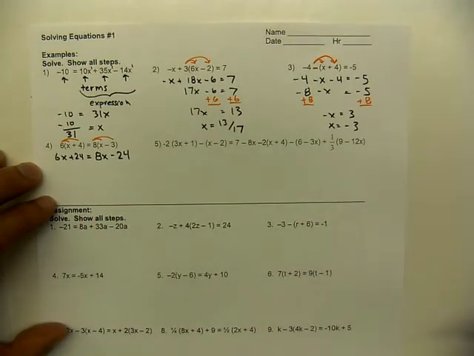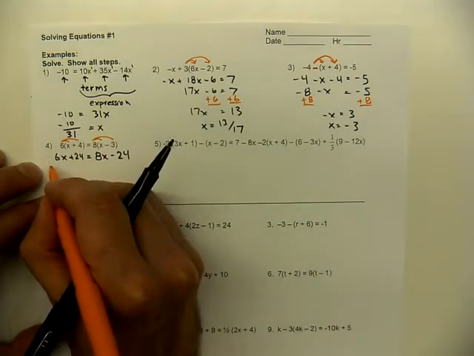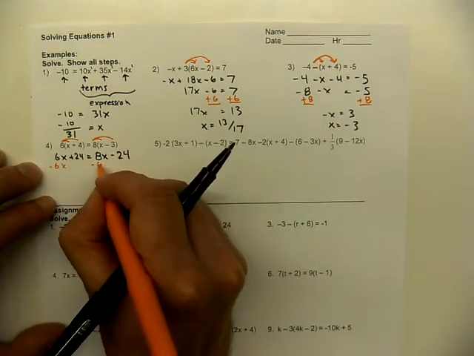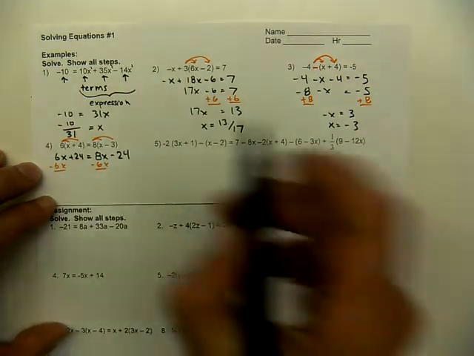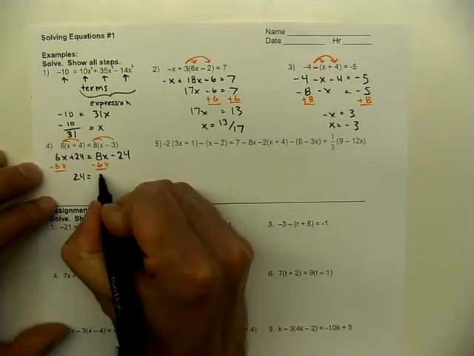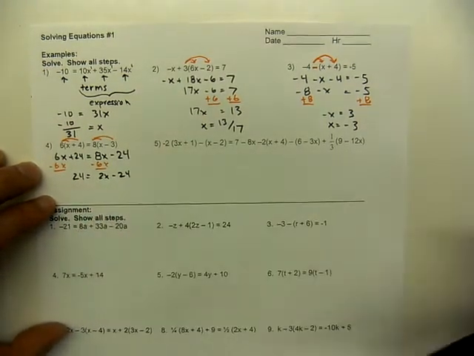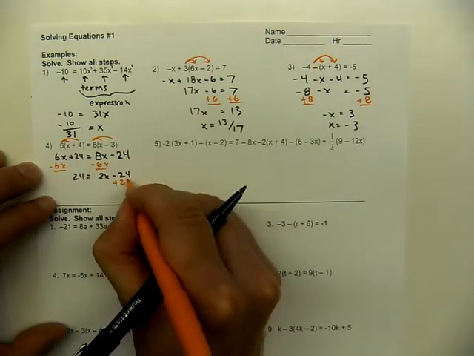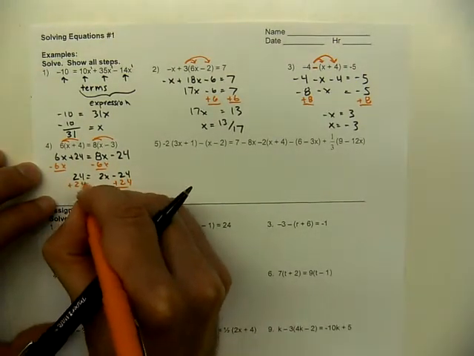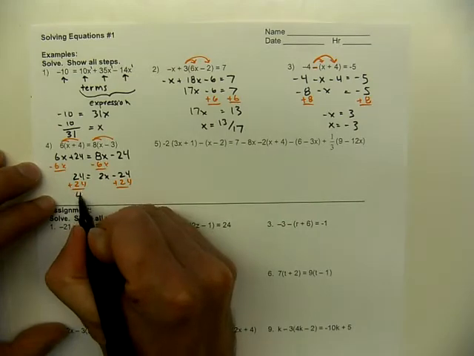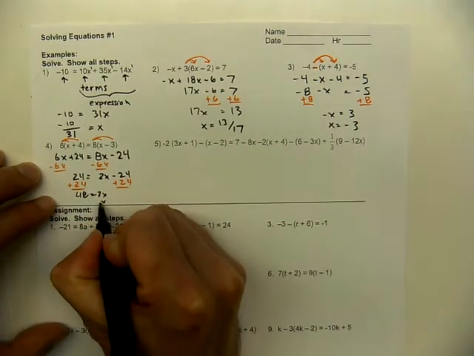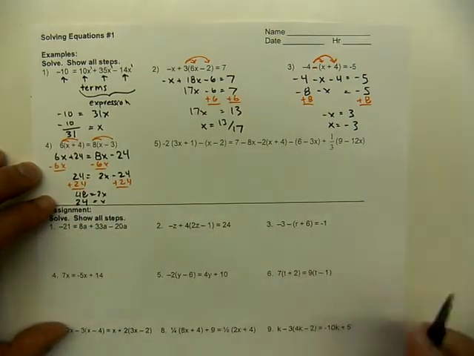Let's see, I think I'll start by combining the terms with x. So I'm going to move that 6x to the right, so I'm subtracting 6x from both sides. So 24 equals 2x minus 24. Let's move those constant terms to the left side, so we'll add 24 to both sides, and then divide away the 2, and there's your result.